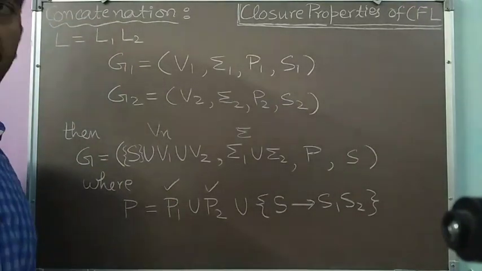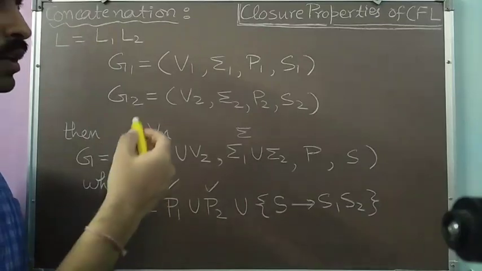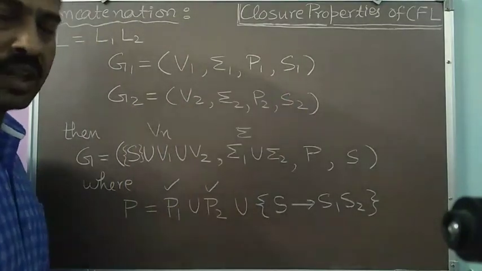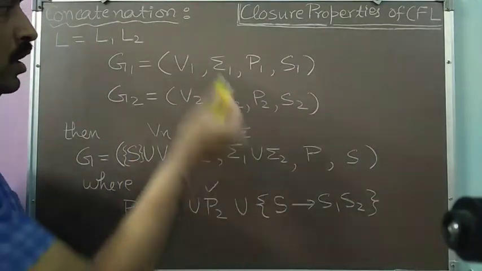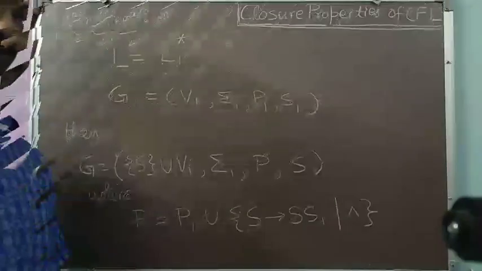So that's why our concatenation operation is also closed under the set of context-free languages. So it is also one of the closure properties of the context-free languages.